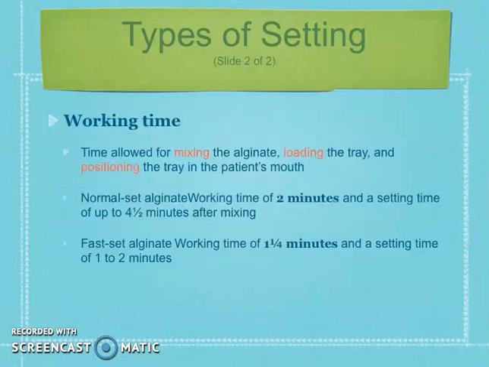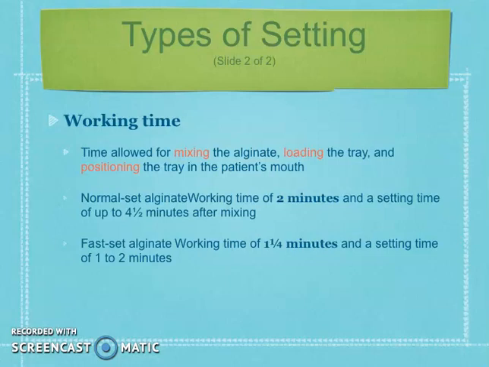Now, what is working time? Working time is the time that's allowed for mixing, loading, and positioning the tray in the patient's mouth. So the normal set working time of 2 minutes and a setting time of 4.5 minutes. So within 2 minutes, you should be able to mix, load, and position the tray in the mouth. The fast set alginate, the working time is 1.25 minutes and the setting time is 1 to 2 minutes.